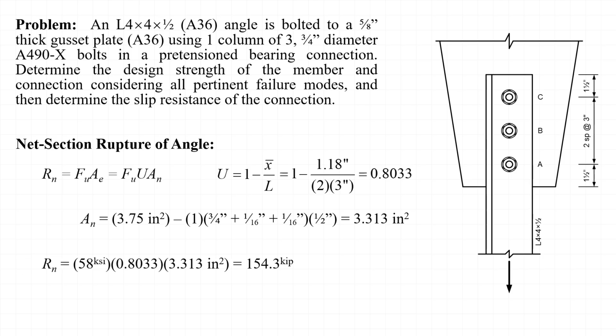Substituting values of 58 ksi, 0.8033, and 3.313 inches squared, we find that the nominal strength is 154.3 kips, and applying a resistance factor of 0.75, we find that the design strength, phi R sub n, is equal to 115.8 kips.